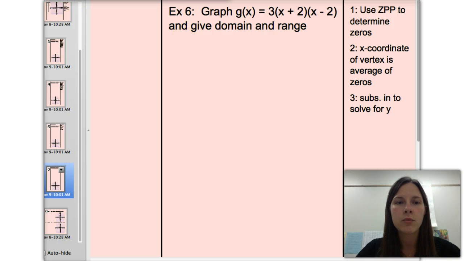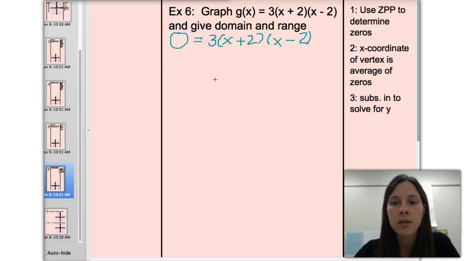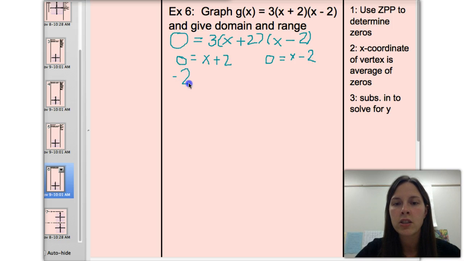All right, starting by setting it equal to 0. Once we set it equal to 0, that coefficient of 3, we can think about dividing that out to get rid of it. And then we set each of our two terms equal to 0. So we'll have either our first quantity is 0, and 0 times whatever gives us 0, or our second quantity equals 0, and something times 0 equals 0 to get our two x-intercepts. Solving our first equation, subtracting 2 from each side, and solving our second equation by adding 2 to each side. Again, set these up as ordered pairs so that when you go to graph them, it'll be a little bit easier for you to see.